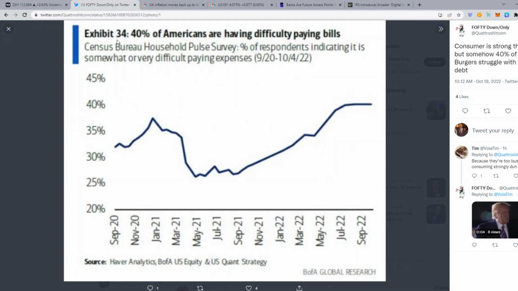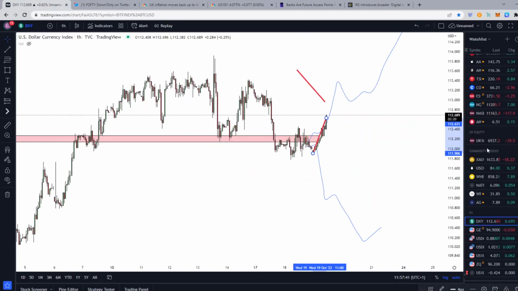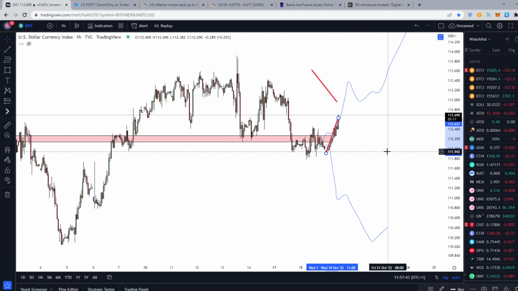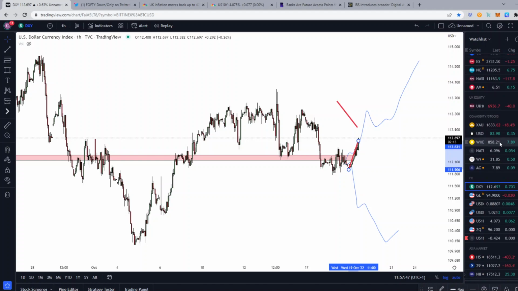This is exhibit. 40% of Americans are having difficulties paying bills. That's in America. You can be damn sure that that's going to be echoed over in the UK and likely going to be echoed in Europe and elsewhere. We know what's going on. We talk to you guys every single day about this stuff.